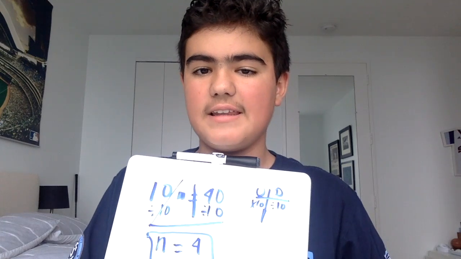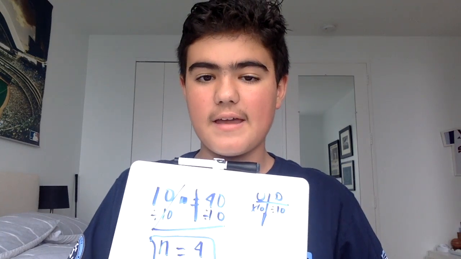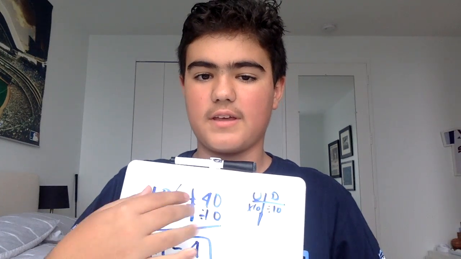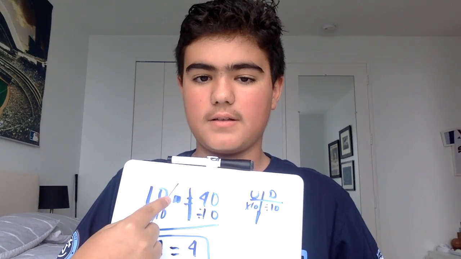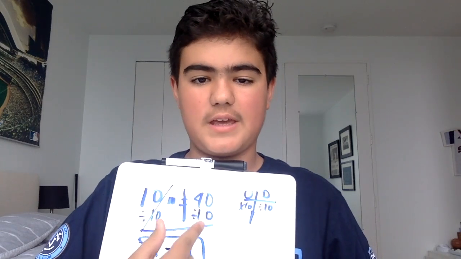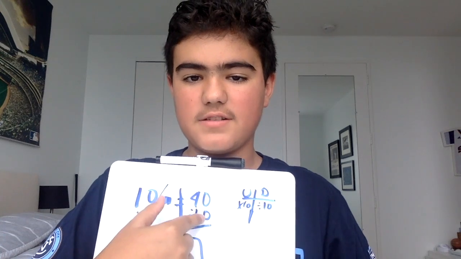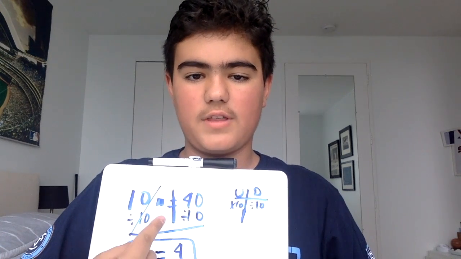Equation is 10n equals 40. What do I mean by that? 10n is 10 times n. So a letter next to a number would be multiplication, right here. And then 40 would be the answer to that problem, but we have to uncover that n.